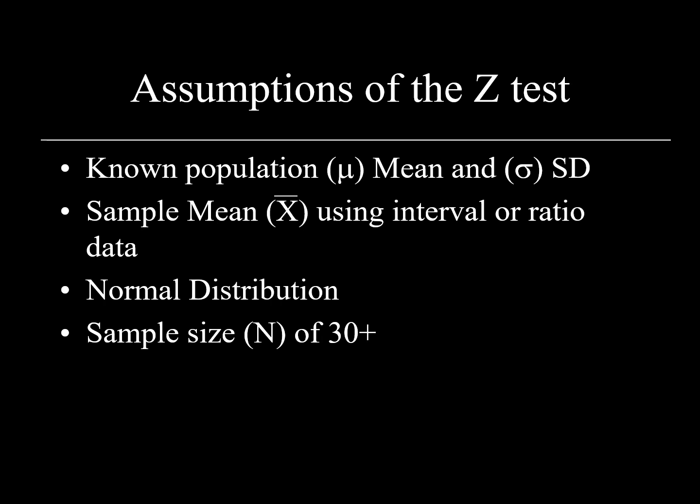So the sample mean is the next thing we need. We need a sample mean using interval or ratio data from our sample. Finally, we need a normal distribution, and we need a sample size of 30 plus. That is one of the assumptions of the z-test that I really want to point out: you cannot use this equation if you have a sample of less than 30 people. There has to be 30 or more to be able to run this z-test.